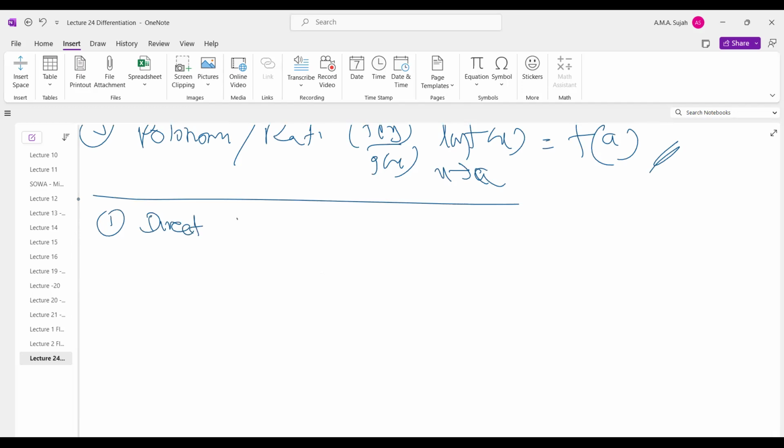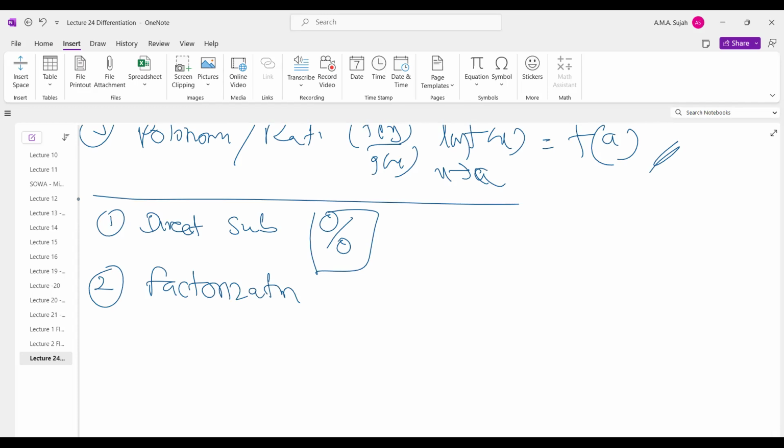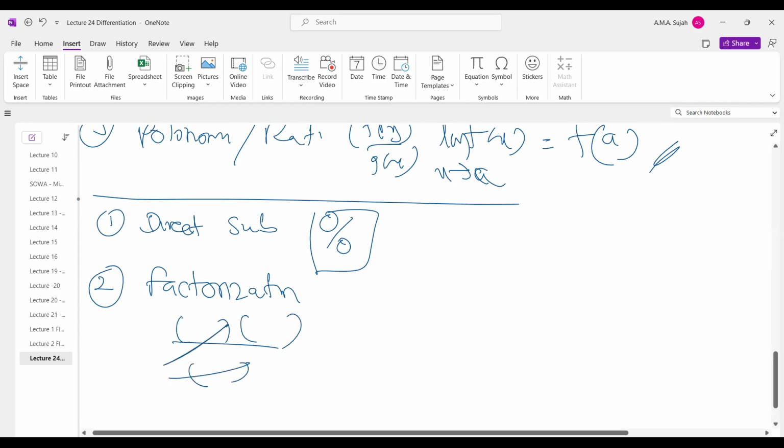With direct substitution, if you get 0 divided by 0, that is undefined. For that scenario, you cannot do direct substitution. Then you need to apply the factorization technique, so you need to factorize the function. Then, if possible, you can remove the common factors on both sides. Then you can continue to directly apply the rules.